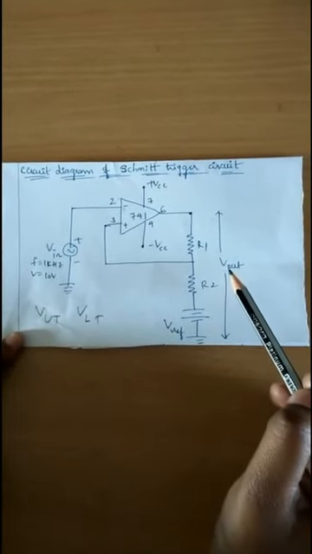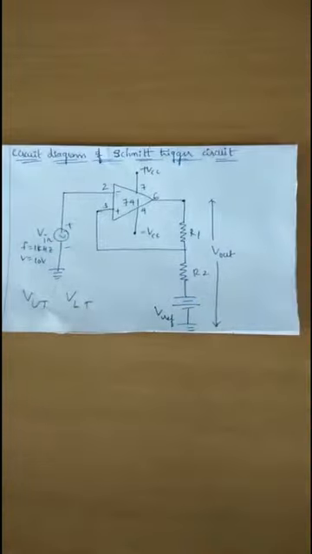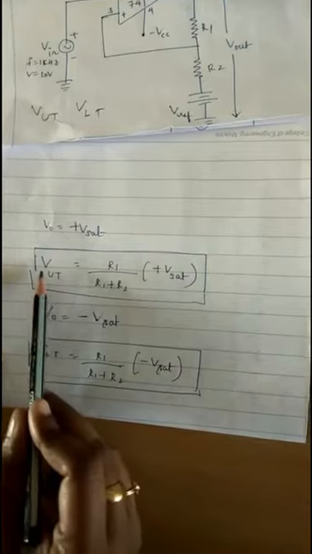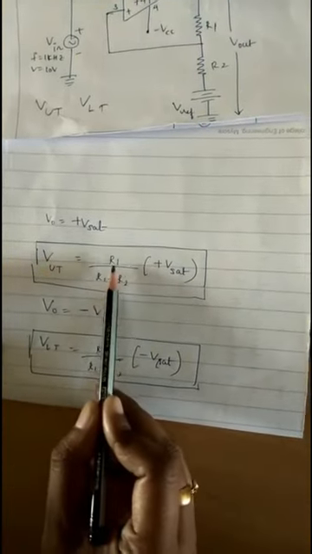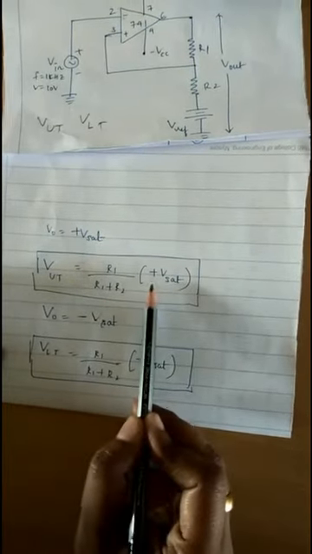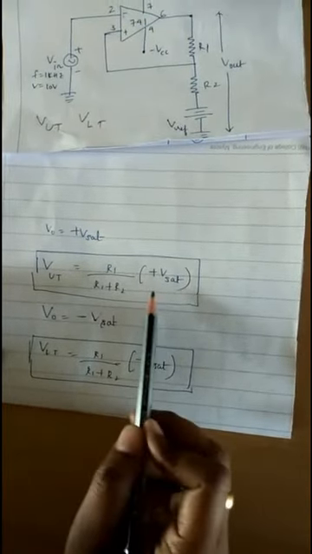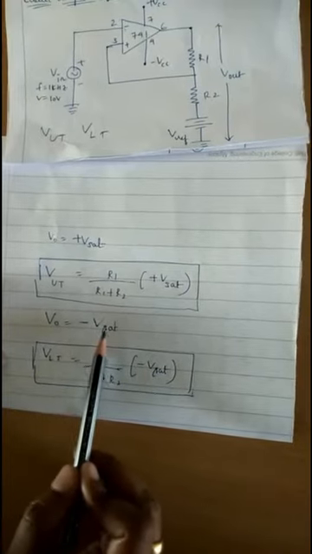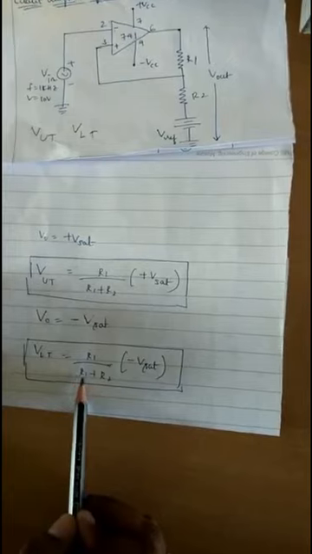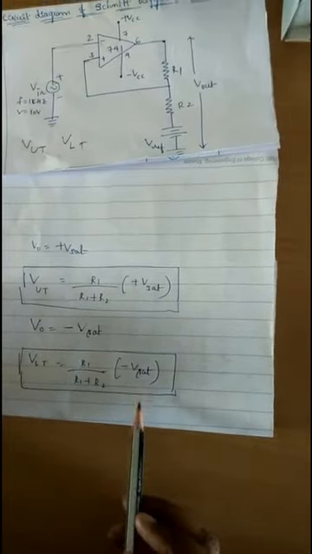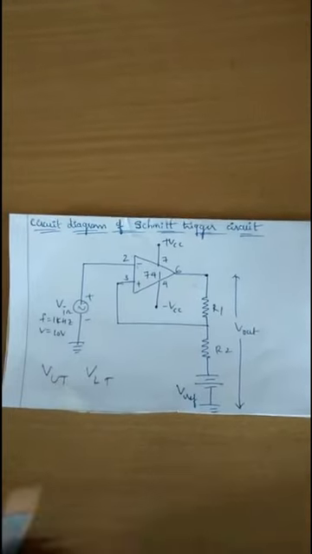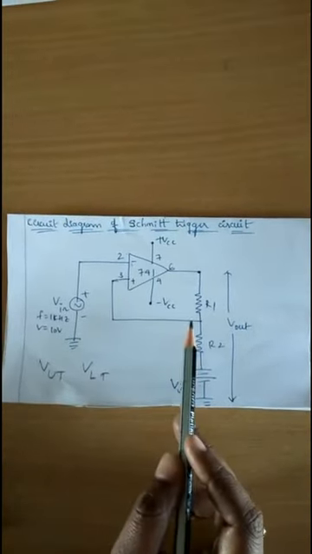When V0 is equal to plus V saturation, the upper threshold voltage is given by the formula R1 divided by R1 plus R2 into plus V saturation. This is the voltage divider formula. If V0 is equal to minus V saturation, the lower threshold voltage is equal to R1 divided by R1 plus R2 into minus V saturation. The comparator with positive feedback is said to exhibit hysteresis.